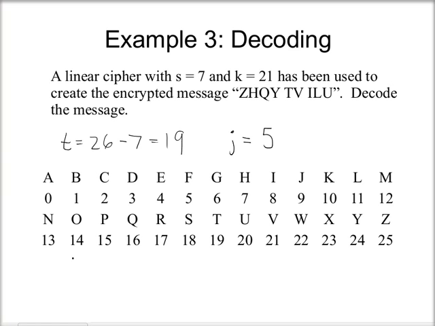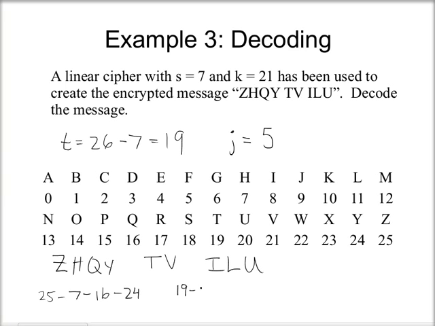And then I'll just go through a similar process to what I've done before. So I'm going to copy my encrypted message down here and then find the corresponding number for each letter. So Z is 25, H is 7, Q is 16, and Y is 24 for my first word. For my second word, T is 19 and V is 21. For my last word, I is 8, L is 11, and U is 20. So I found my corresponding numbers.